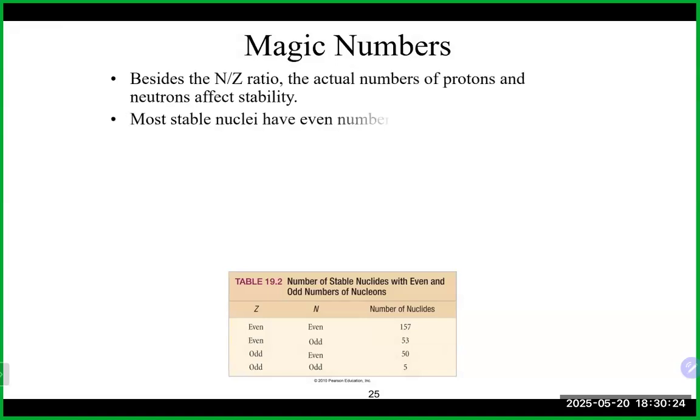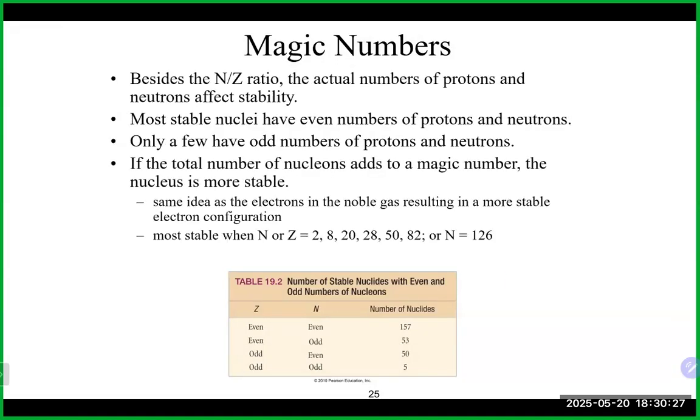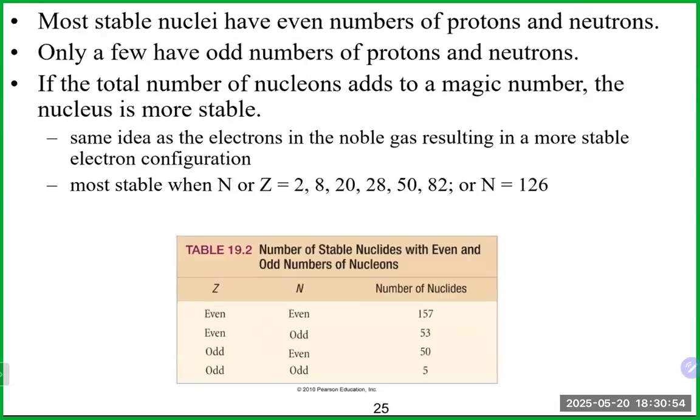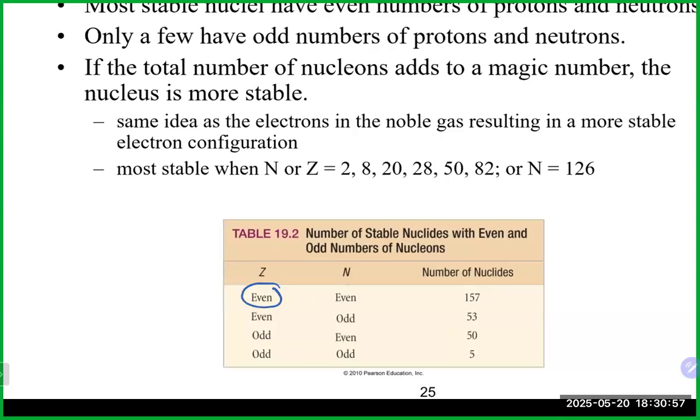So that is one popular way to think about stability. There are some other things besides the neutron to proton ratio that we could look at in terms of stability. One of the other big factors is the number of protons and neutrons. And just oddly, an even amount of those things is really good in terms of stability. As you can see from this table, and you have a similar table in your book, if you have even protons and even neutrons, there are about 157 nuclides that are stable in that arrangement. So that's your best arrangement.